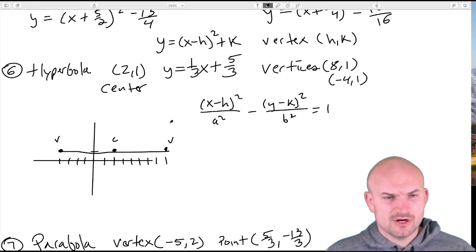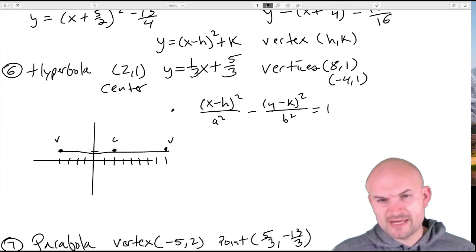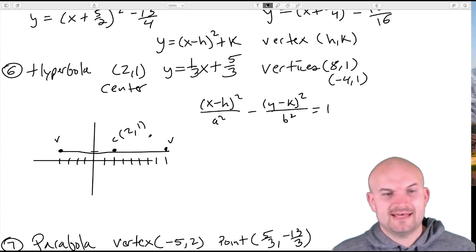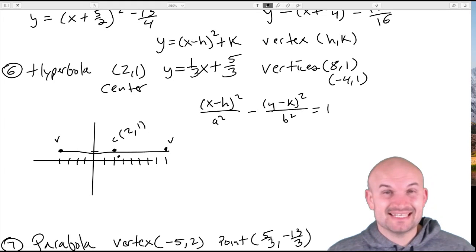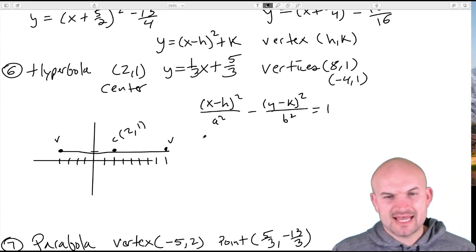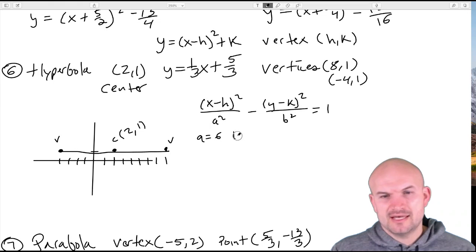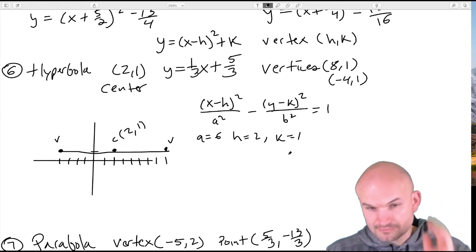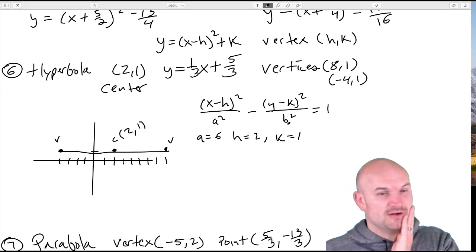All right, so our center is going to be our h and our k. So that's going to be at 2, positive 1. Got that. A is going to represent the distance from our center to our vertex, which in this case is 1, 2, 3, 4, 5, 6. So we can say a is equal to 6, h is equal to 2, and k is equal to 1. The only thing we need to do is figure out our b.